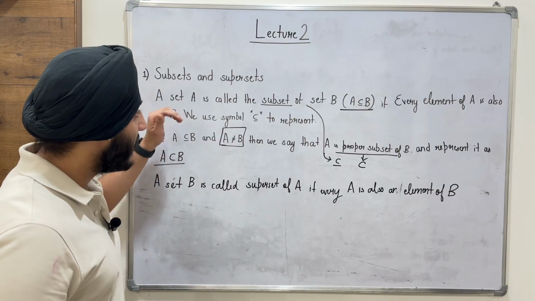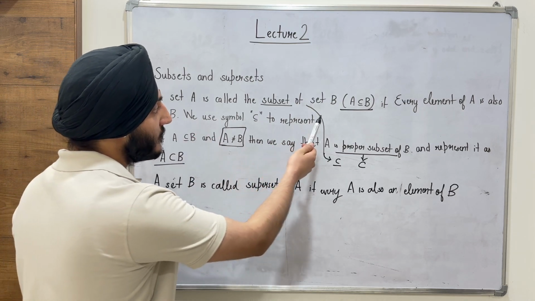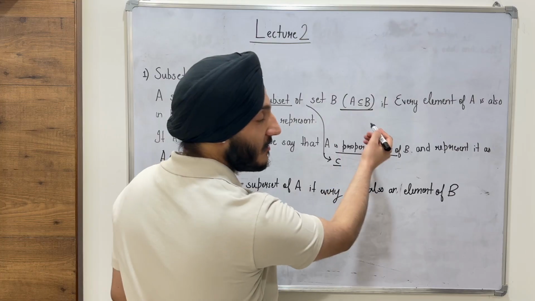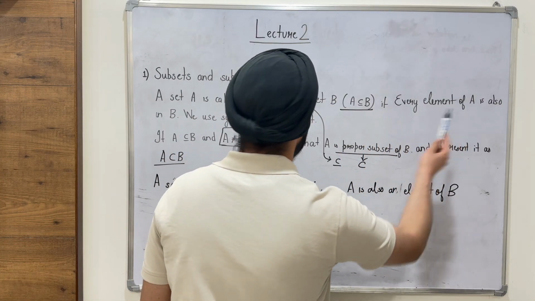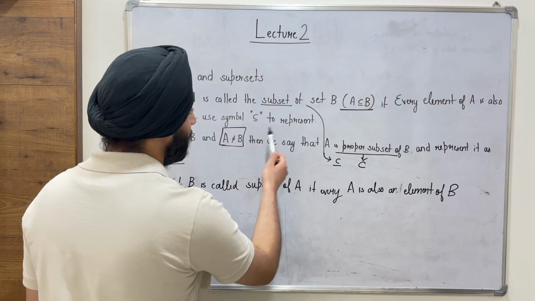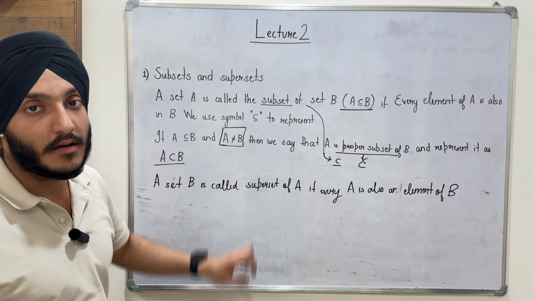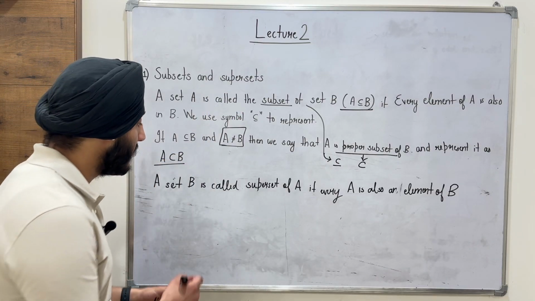A set A is called a subset of a set B. We represent it with this symbol if every element of A is also in B. We use the symbol C with a dash to represent it, right? So this is the definition of a subset. Let's try to understand with a very basic example.